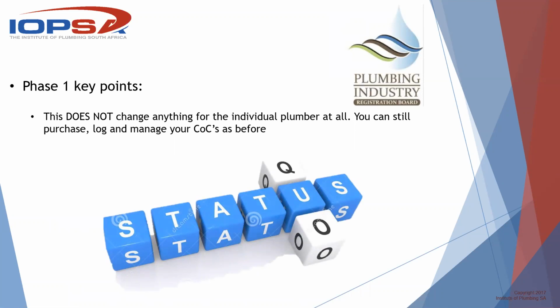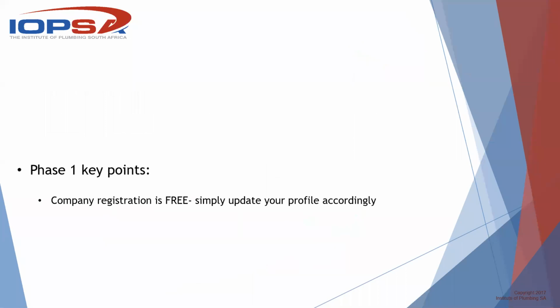Even though the company can purchase and allocate, it doesn't mean that you as the plumber are no longer able to do that. It's still your prerogative. You can absolutely purchase, log, and issue your COCs as you used to. So there's no difference in your function whatsoever.